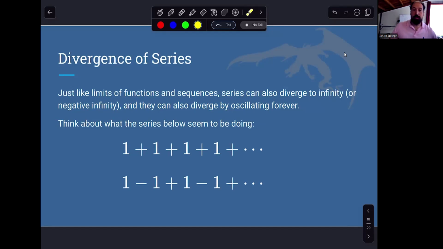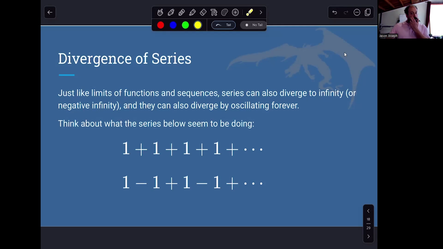The top series, 1 plus 1 plus 1 plus 1 forever, is going to diverge to infinity pretty obviously. And then the bottom one, 1 minus 1 plus 1 minus 1 plus 1 minus 1, is certainly going to be oscillating. We'll make more sense of that after we define rigorously what it means to converge and diverge. But there certainly seems to be a different thing going on with those two examples. And that's all I want you to think at this point.